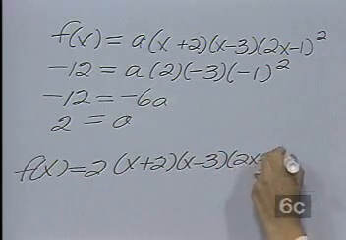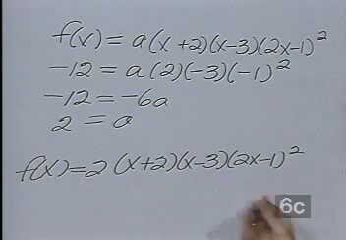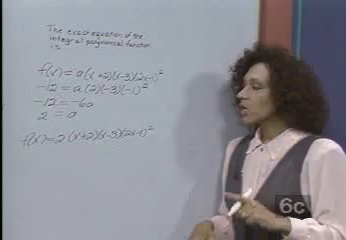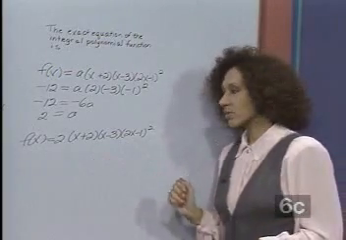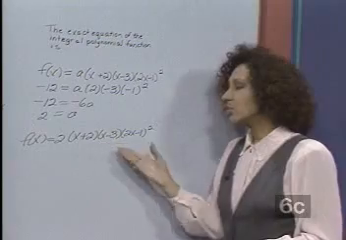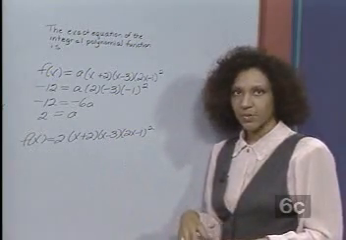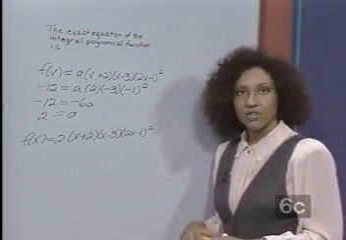The function, therefore, is equal to 2 times (x plus 2) times (x minus 3) times (2x minus 1) squared. We could verify that function by substituting in any one of our 3 zeros. We could substitute in negative 2 in for x, and we should get 0, or 1/2, or 3.